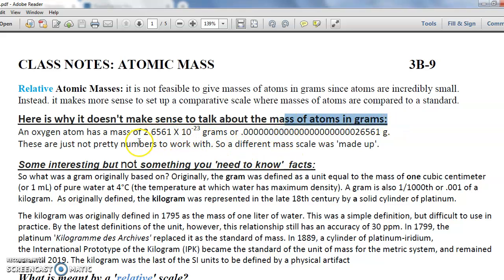Why? Well, to give you an idea, an oxygen atom has a mass of 2.6561 times 10 to the minus 23rd grams, which is this number. That is not an easy number to work with. Trying to use that number every time we wanted to talk about the mass of an oxygen atom, it would take forever to write the zeros. It's not a very usable number. So another scale was made up.